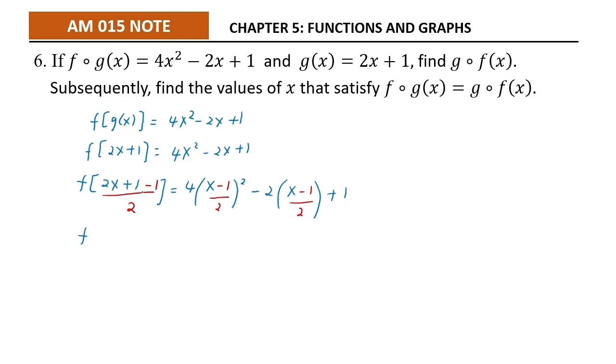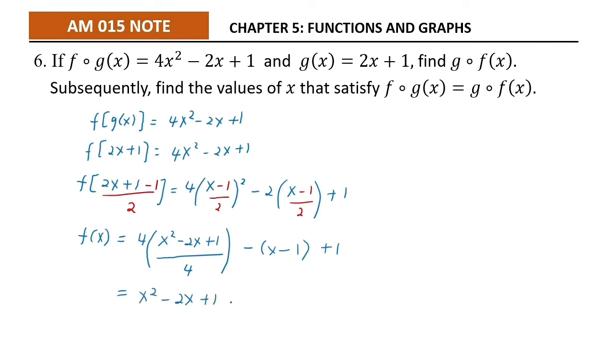Simplify. Plus 1 minus 1 cancels out. 2 divided by 2 is 1. So we have fx here. Here 4 times the square, so x squared expand, minus 2x plus 1 divided by 4, minus x minus 1 plus 1. 4 over 4 cancels out. x squared minus 2x plus 1 minus x plus 1 plus 1. So we have fx equals x squared minus 3x plus 3.